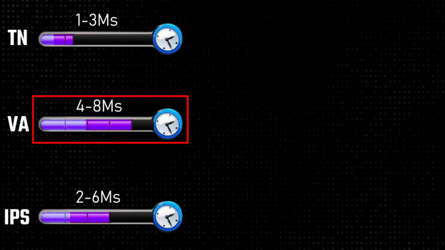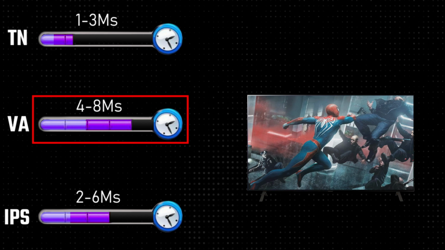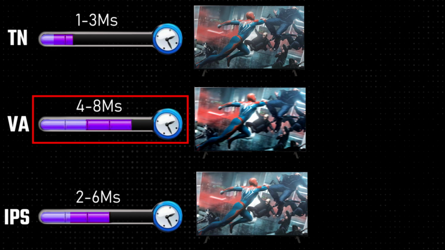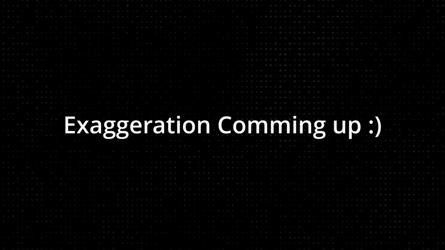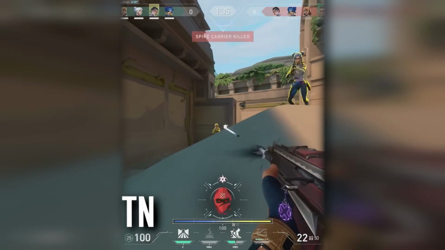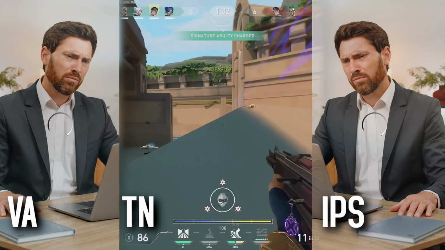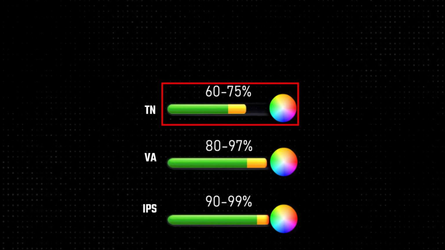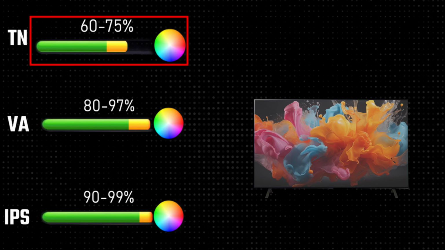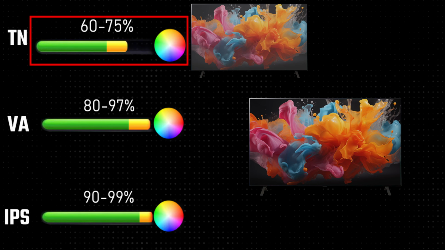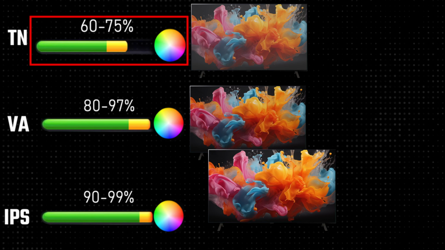But when it comes to response times, TN finally gets its chance to shine, ranging between 1 and 3 milliseconds, while VA and IPS fall behind and can have a bit more ghosting, especially when gaming on high hertz. Basically, TN lets you camp, peek, get your headshot, camp again, while VA and IPS are still trying to show you the next frame. When it comes to color production, TN tanks heavily, only producing around 60 to 75% of the color spectrum. VA is decent, while IPS delivers up to 99%.